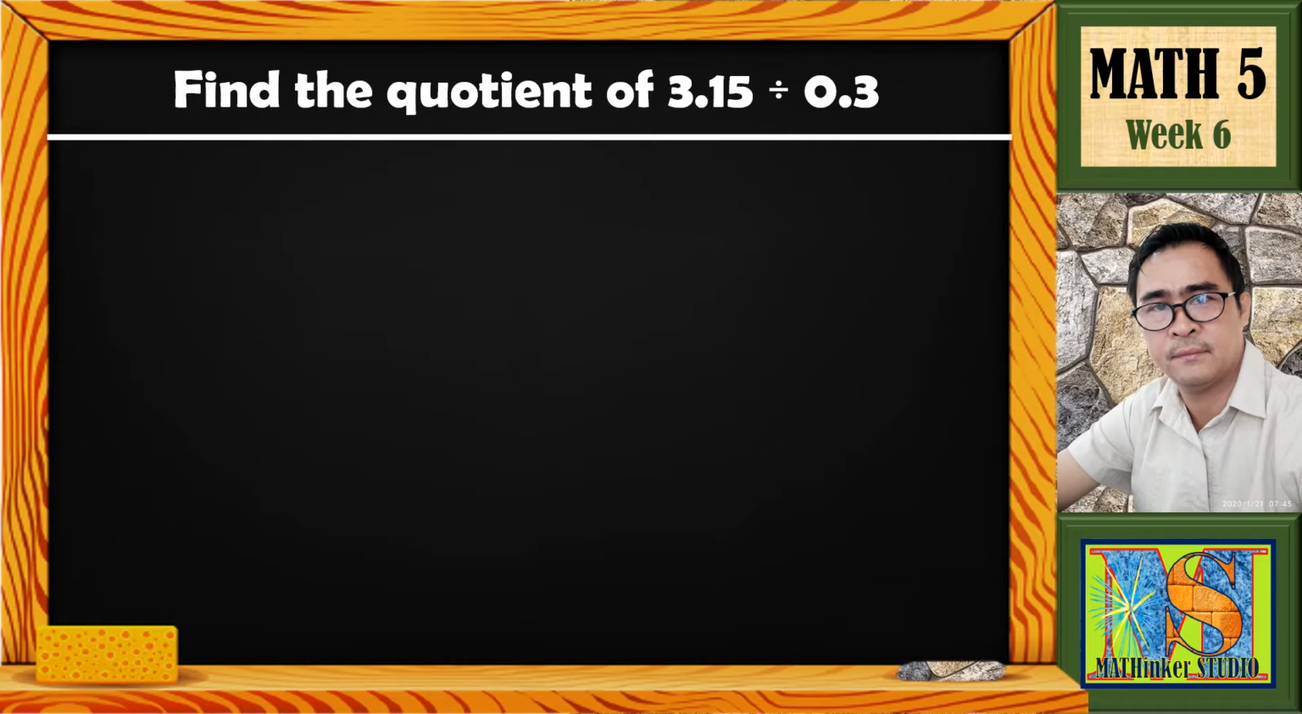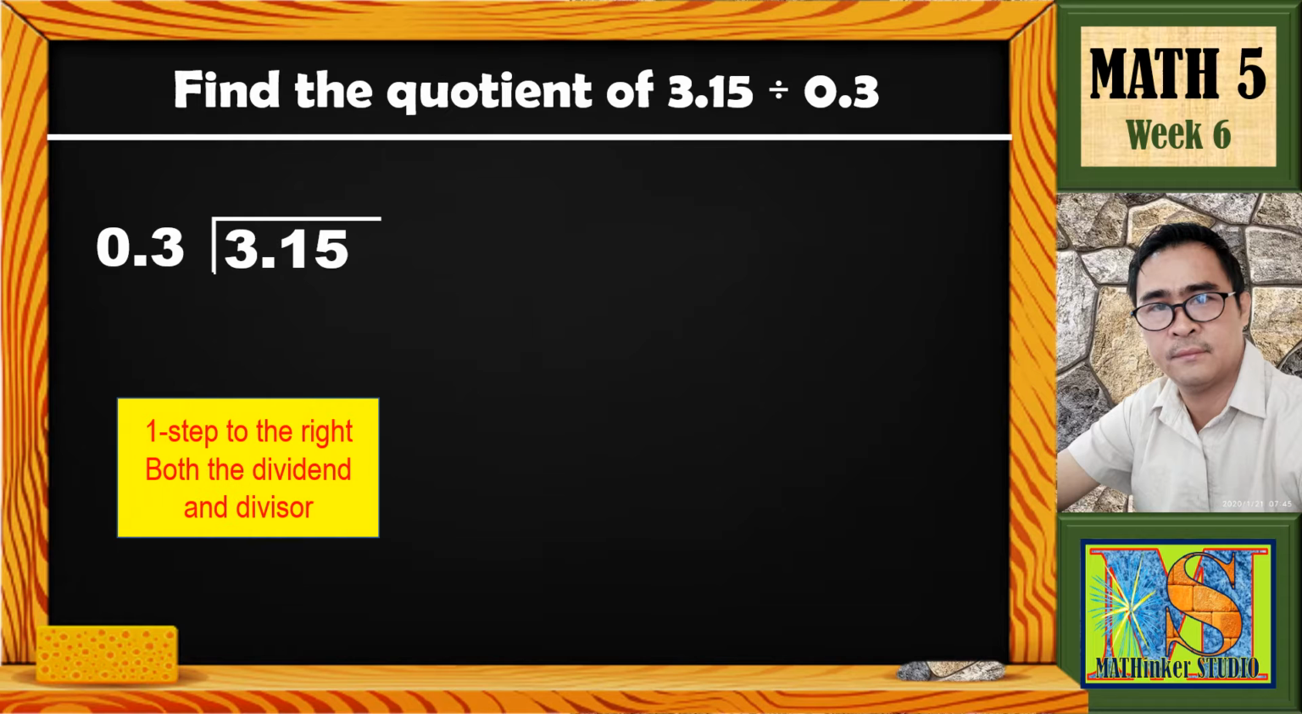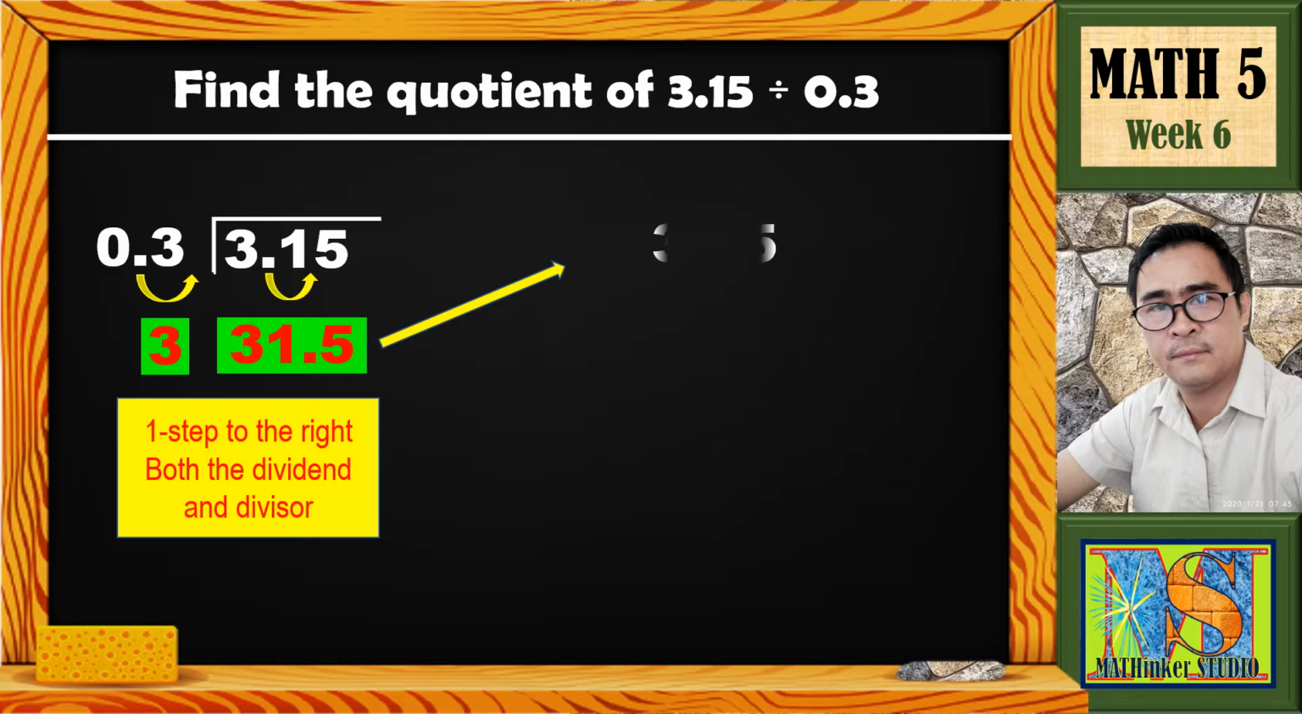Okay, so isunod natin ang find the quotient of 3 and 15 hundredths divided by 3 tenths. So, isulat natin ang ating division sentence vertically. And i-move natin ang decimal point ng ating divisor ng isang beses. So, ang ating divisor ngayon ay 3. I-move din natin ang decimal point ng ating dividend ng isang beses na kagaya sa ating divisor. So, ang ating dividend ngayon ay 31.5. Gagamitin naman natin ito sa division.